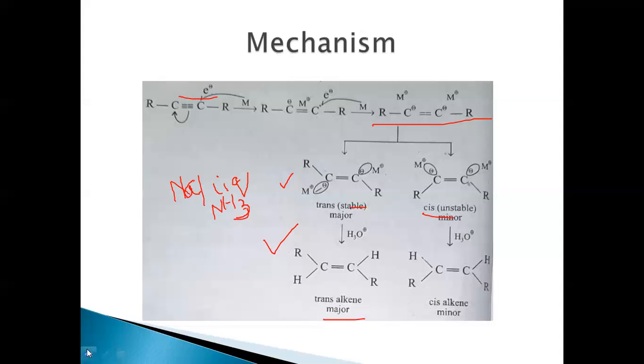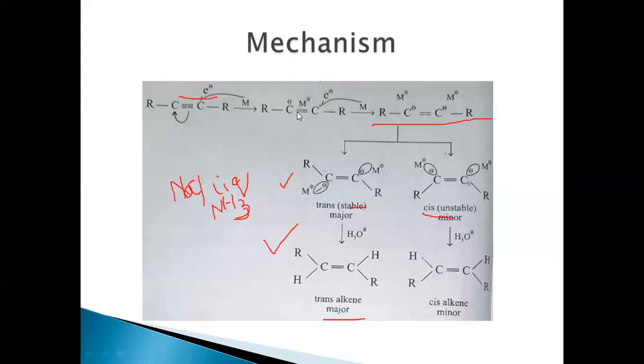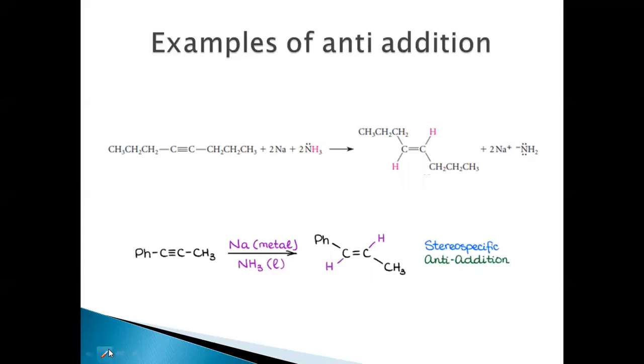So the same thing is discussed here. The sodium radical donates an electron pair to one of the p orbitals of the carbon-carbon triple bond, and then another sodium will donate another pair of electrons to the other p orbital on the other carbon atom, resulting in the formation of this dianion, and thus the trans product, that is the trans alkene, is formed here.